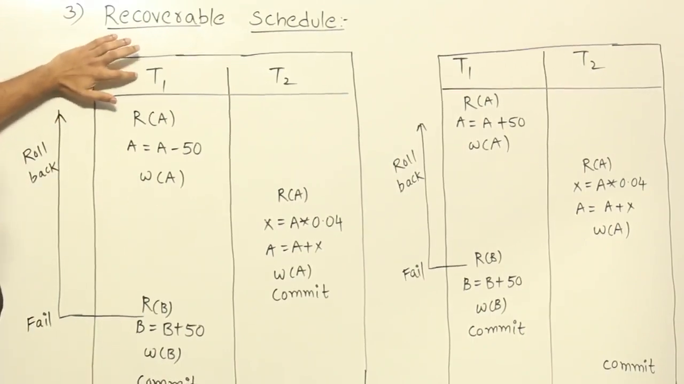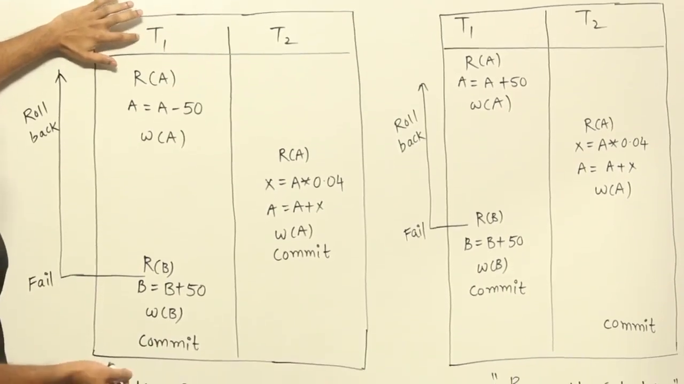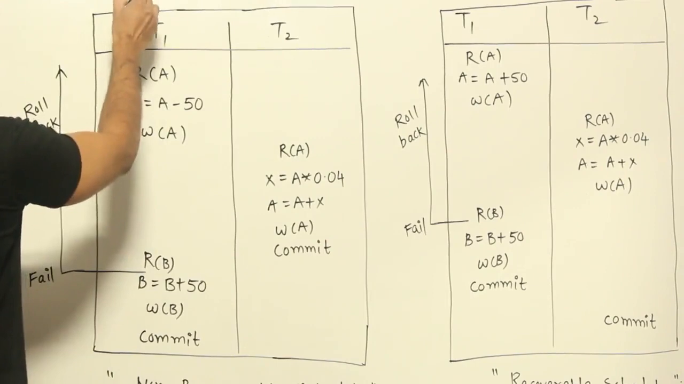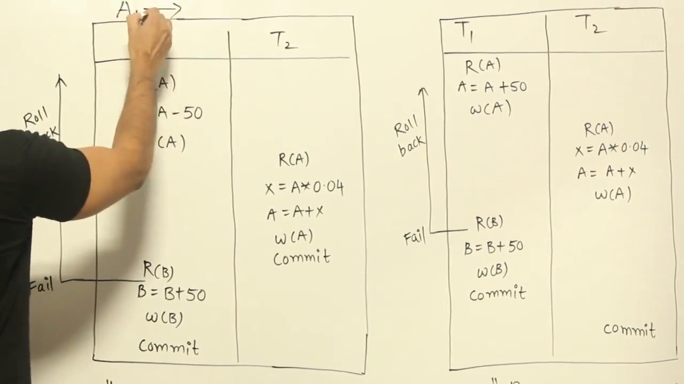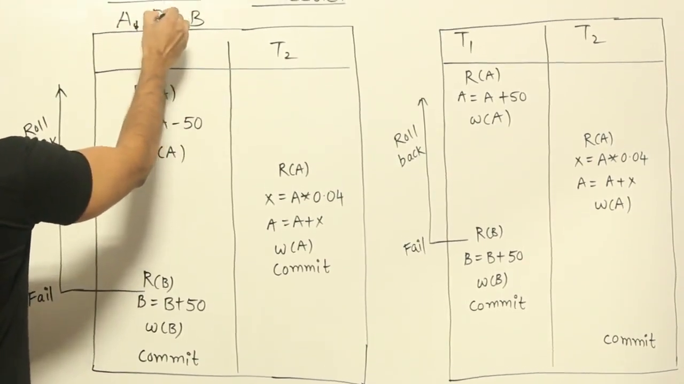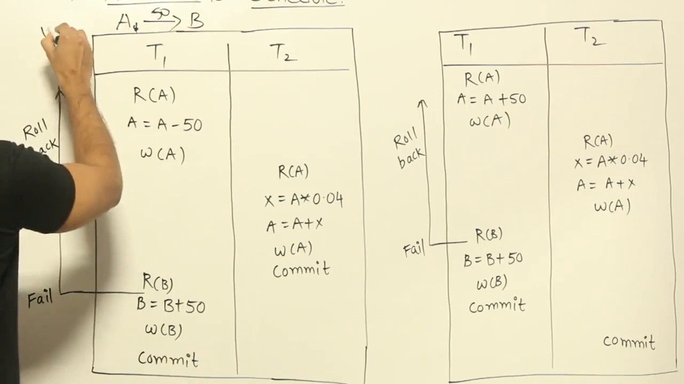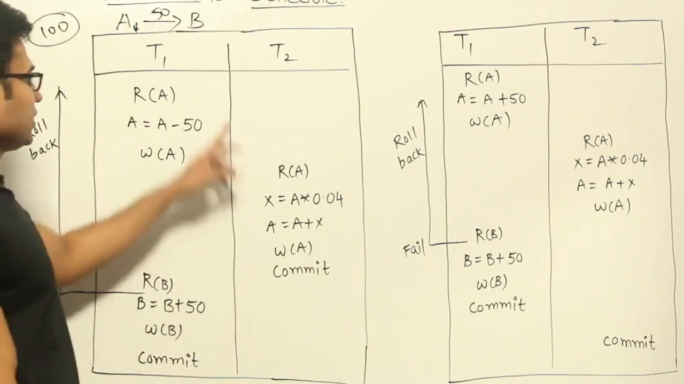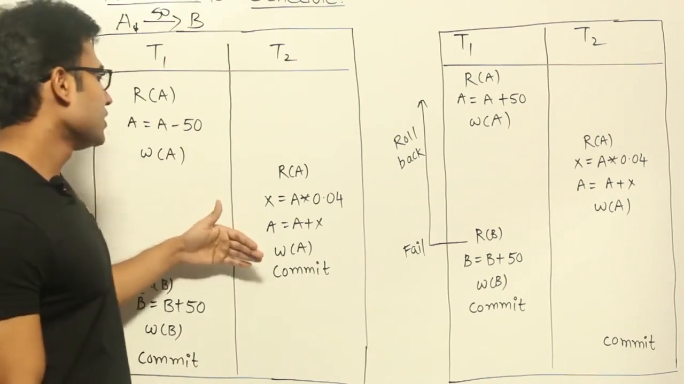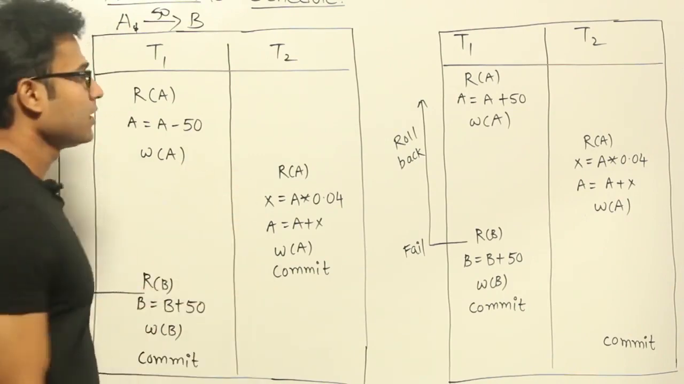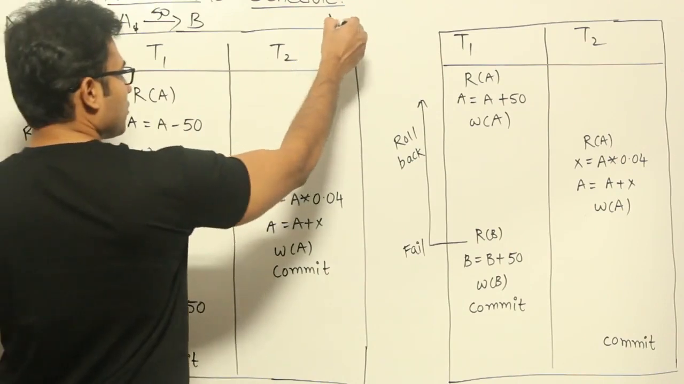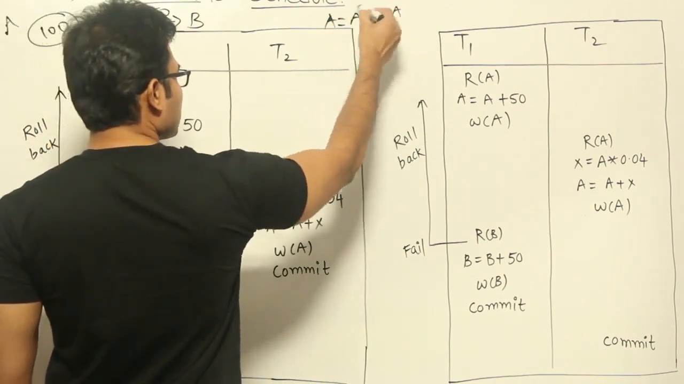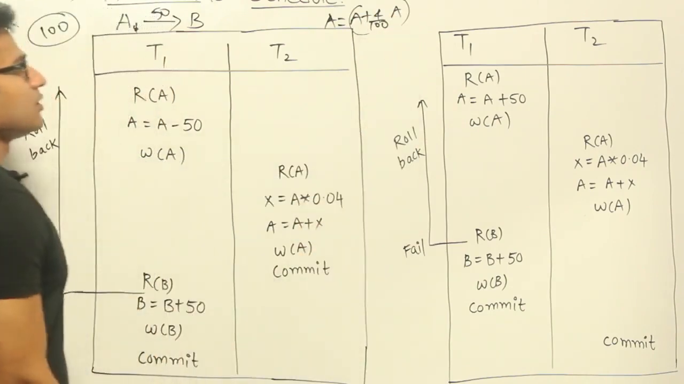Let us say T1 is trying to transfer some amount from A to B, right? Assume that T1 is trying to do this. It is trying to transfer from A to B some 50 rupees, and initially A's value is 100. And T2 is trying to increase A by 4%, which means T2 is trying to make A equal to A plus 4% of A. This is what T2 is trying.